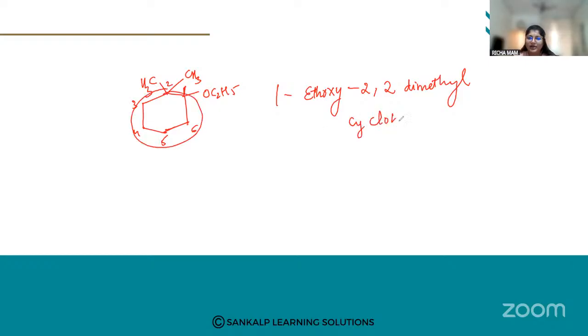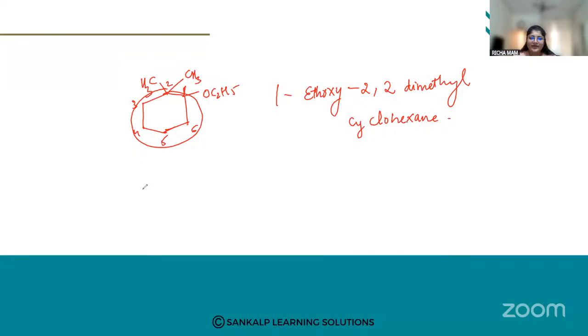So how are we going to name this now? First, at position one, you have ethoxy. Then at position two, you have two methyl groups, so it is dimethyl. And this ring is cyclohexane. So this is the way you are going to name the cyclic compound.